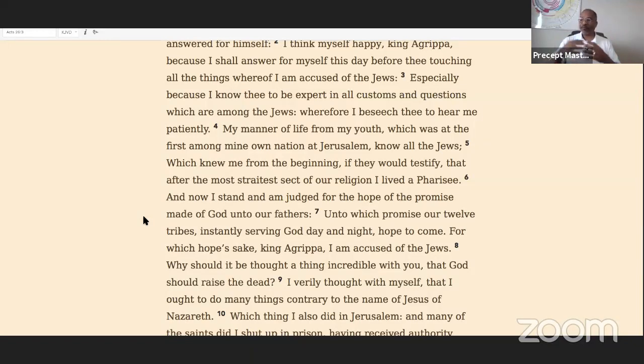That's clear as day. If you believe in lucky rabbit's feet and all that kind of superstition, or you believe in zodiac signs, all this stuff, you don't believe in this God. You believe in another god. That's without question, because he is not the God of what those things do. That's Satan that produced all that stuff. But watch what he says here: for the hope of the promise made of God unto our fathers, unto which promise our twelve tribes, instantly serving God day and night, hope to come, for which hope's sake, King Agrippa, I am accused of the Jews.